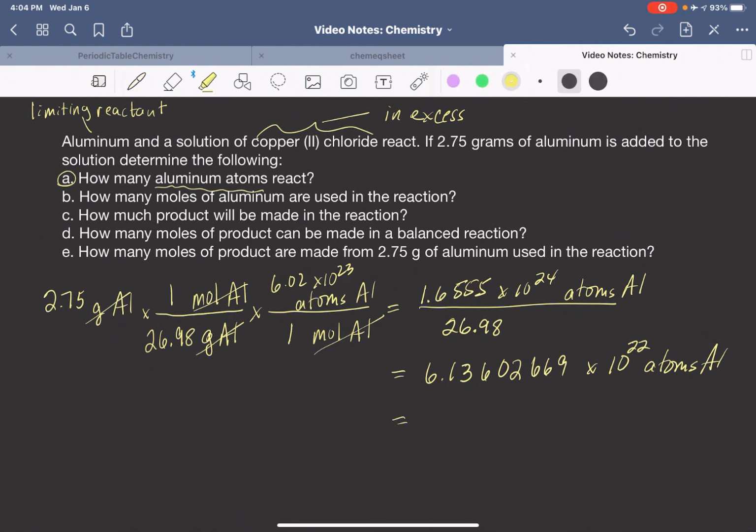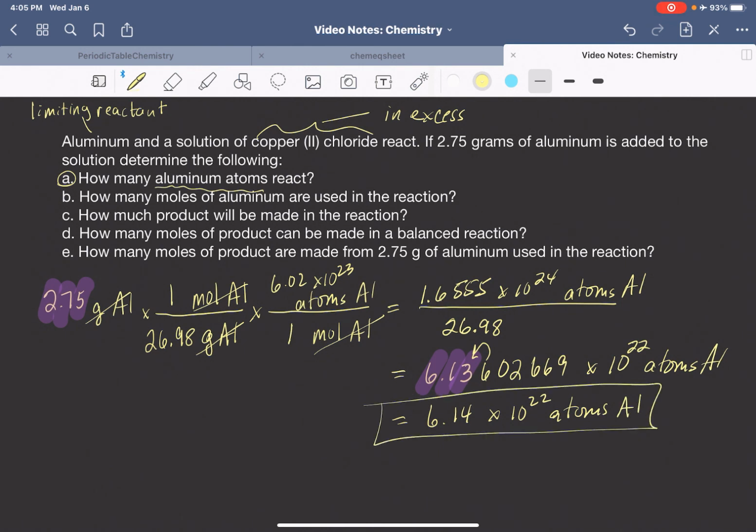So we need to figure out how many significant digits do we need? Well, there's 1, 2, 3 significant digits in that value there. So we can stick with 1, 2, 3 because we divided. So we would want the least total, right? So that's 6.13. There's an argument that says that 6 would round that 3 up. So we could say 6.14. Now this is times 10 to the 22nd atoms of aluminum. I'm going to put a box around that. There's our final answer. So now we have finished A. A is done.